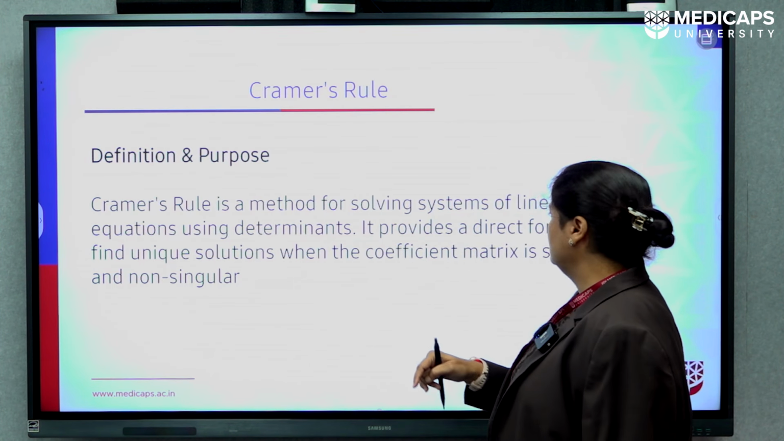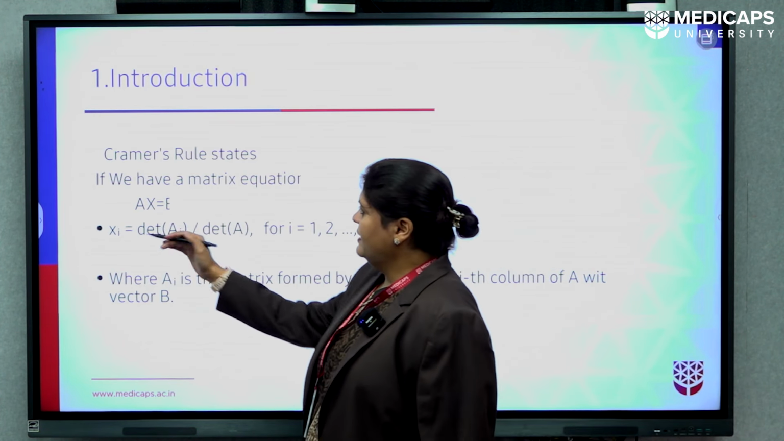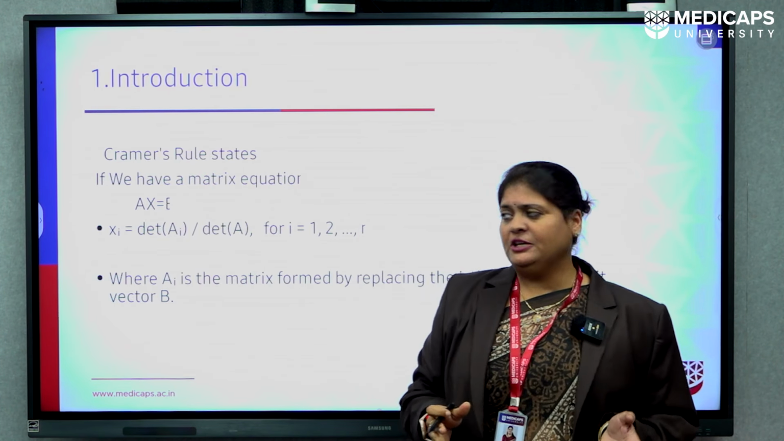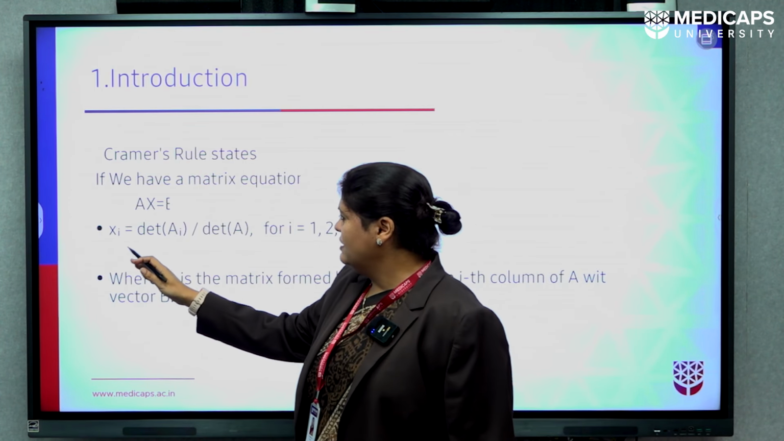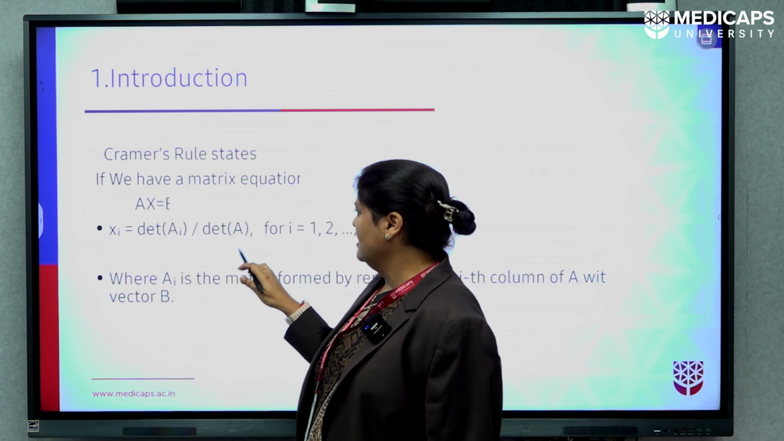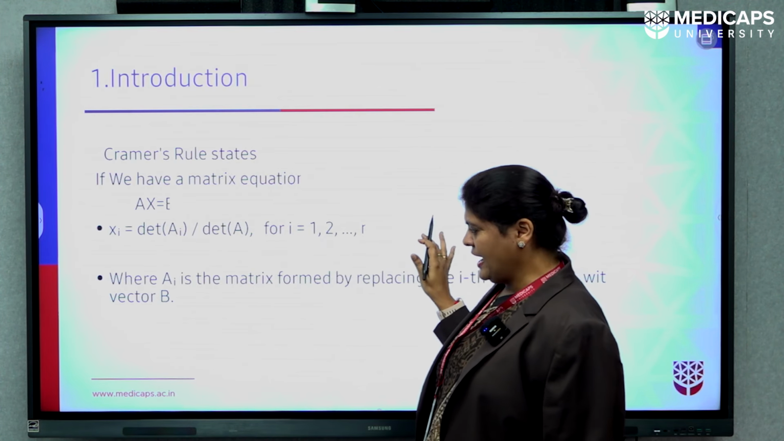So let us have a general definition for Cramer's rule. How do we apply it? If we have a matrix equation, a system Ax equal to B, how do we find the solution? Xi is equal to determinant of Ai upon determinant of A, where A is the coefficient matrix and i varies from 1 to n.